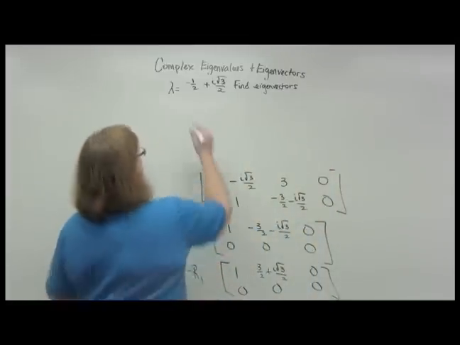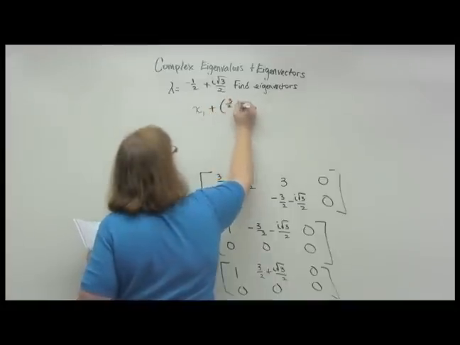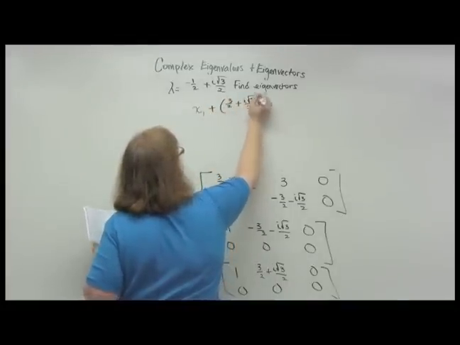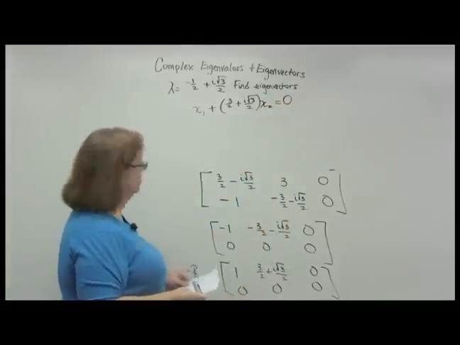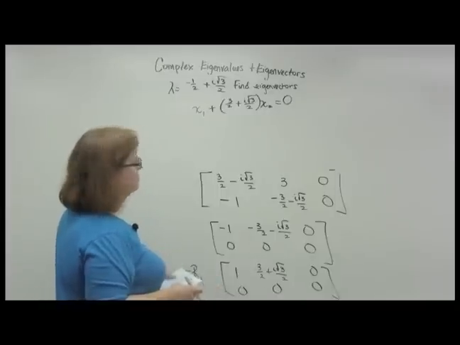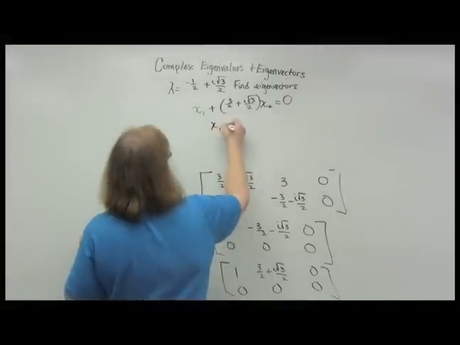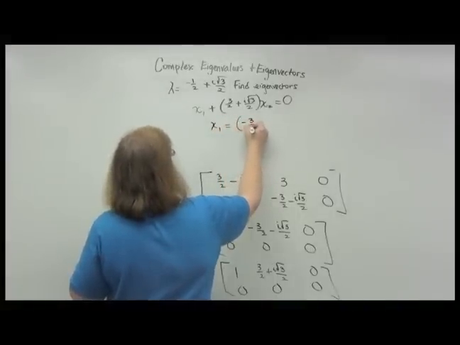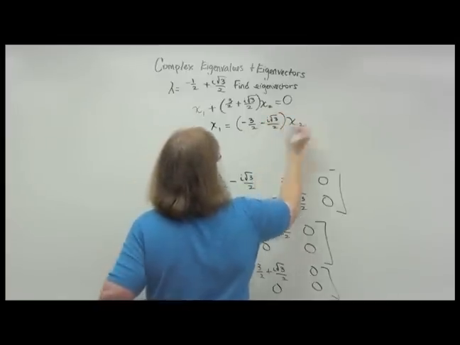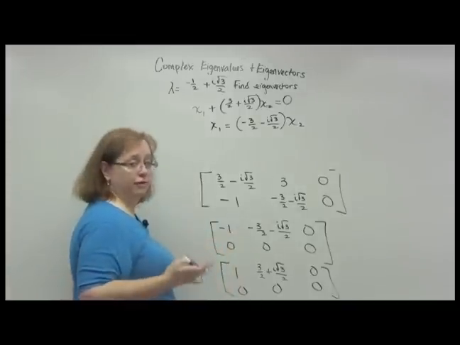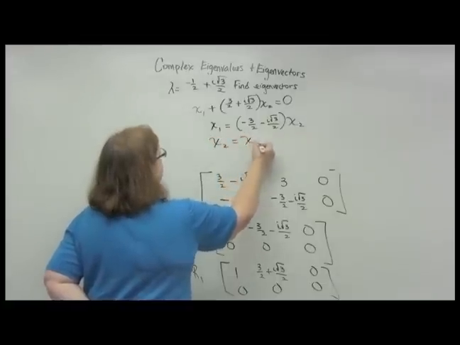This equation is x sub 1 plus 3/2 plus i root 3 over 2 times x sub 2 equals 0. And if you remember the way that we do things in linear algebra, we always solve for the variable on the left. So I'm going to solve for x sub 1. x sub 1 is negative 3/2 minus i root 3 over 2 times x sub 2. And I have to account for every variable. A lot of people forget to do that. x sub 2 is x sub 2.